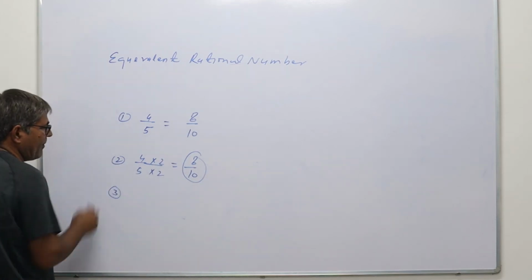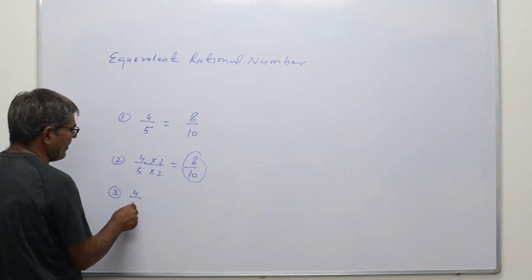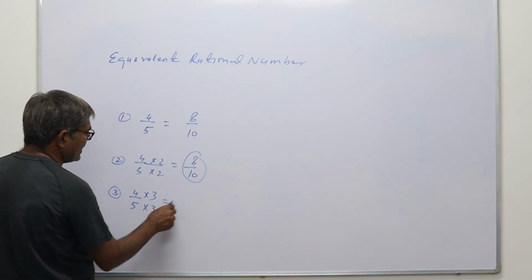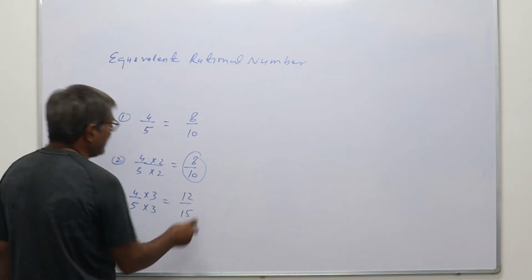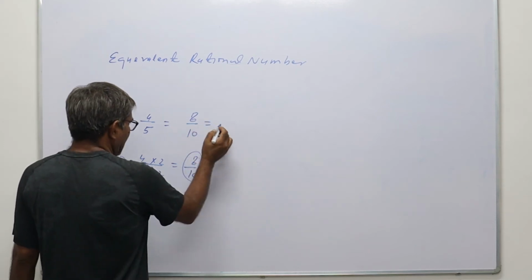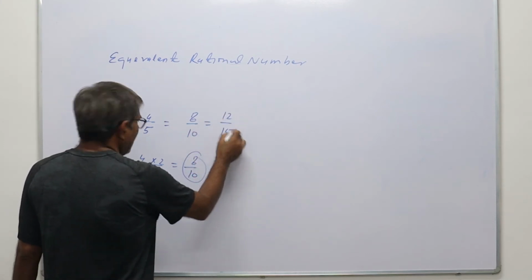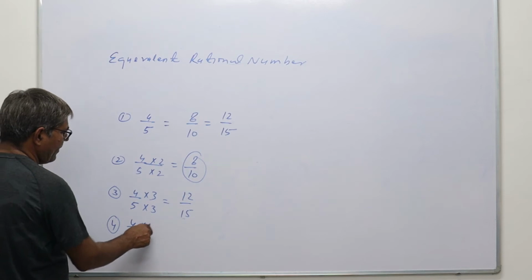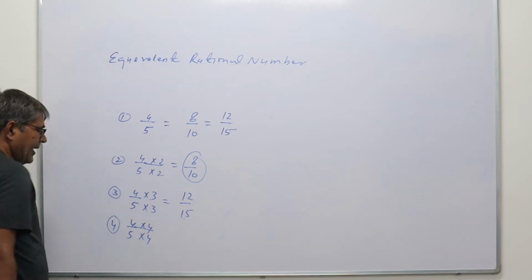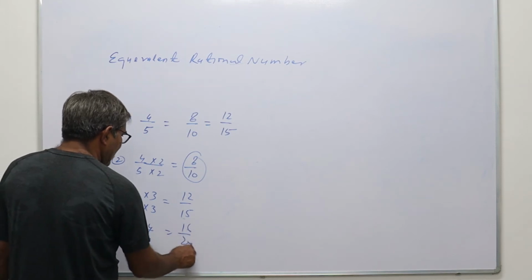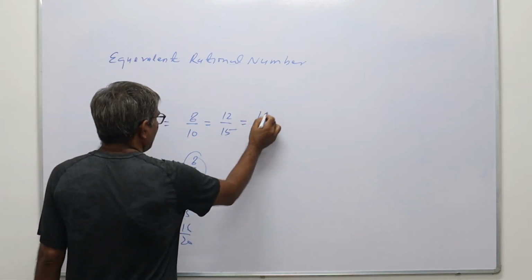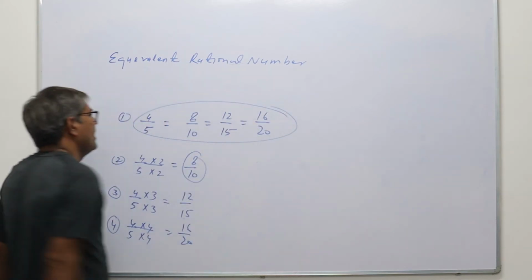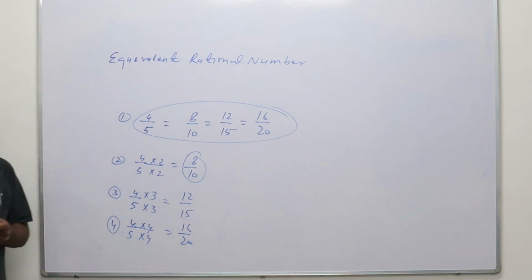Similarly, if we have to find one more equivalent, then what we will do? We will multiply 4 by 5 in numerator by 3 and denominator also 3. So this will be equals to 12 upon 15. So 4 by 5 equals 8 upon 10 equals 12 upon 15. Similarly, if we have to find one more equivalent, then 4 upon 5, multiplying numerator and denominator by 4, it will be 16 upon 20. So 12 upon 15 will be equals to 16 upon 20. So these all rational numbers are equivalent rational numbers.